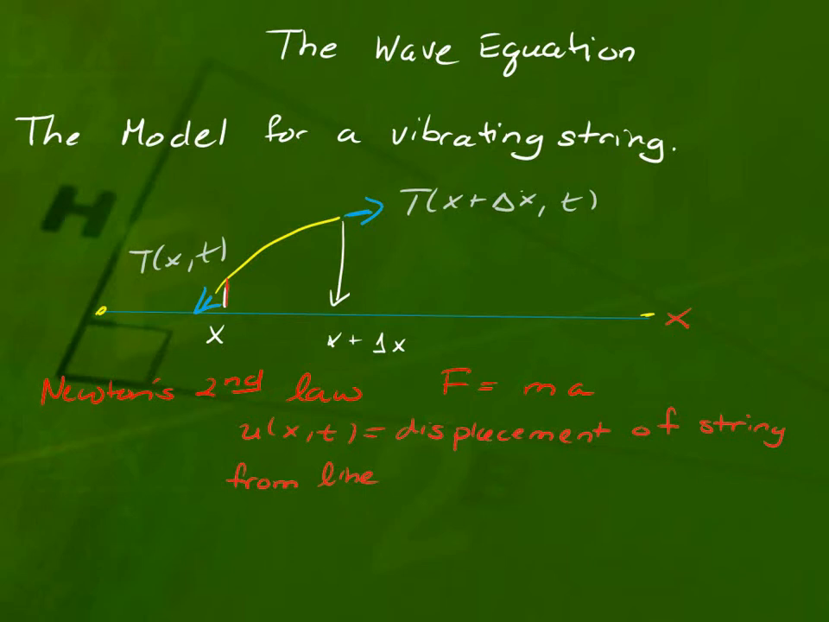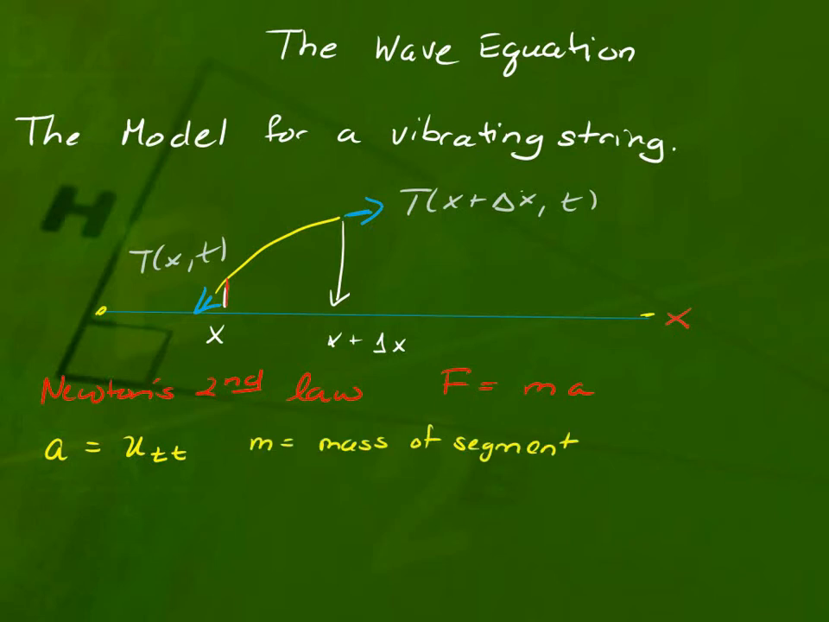So I need some variables to keep track of. U of x,t would represent the displacement of the string from the horizontal line, and I've marked it in red on the picture so you can see it. Acceleration then would be the second derivative of the displacement. That's what we get for the acceleration. M is the mass of the segment.